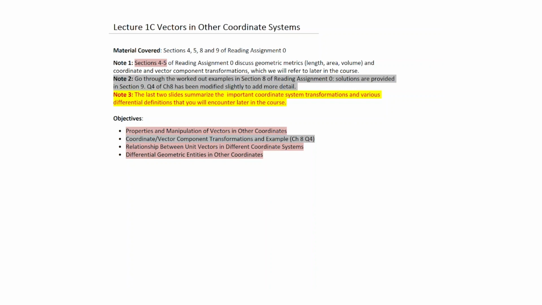So the objectives are essentially four. It's basically the properties and manipulations of vectors in other coordinates, coordinate vector component transformations, and an example from question 4 from chapter 8. The relationship between unit vectors in different coordinate systems, and to summarize, differential geometric entities in other coordinates that would be of interest, some of which we will see later in this course.